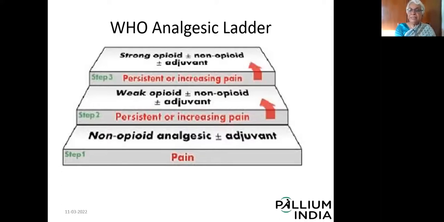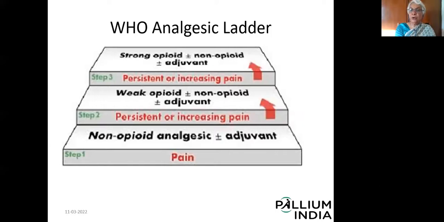In step 1, it is used to treat mild pain, in which we use a non-opioid analgesic with or without an adjuvant. If this is not controlled with this regime, then you have to move on to step 2, which is basically for moderate pain, where the NRS is varying between, say, 5 to 7. Okay, or if the pain is not controlled with the step 1 drugs, then you add a weak opioid to the non-opioid with or without an adjuvant.